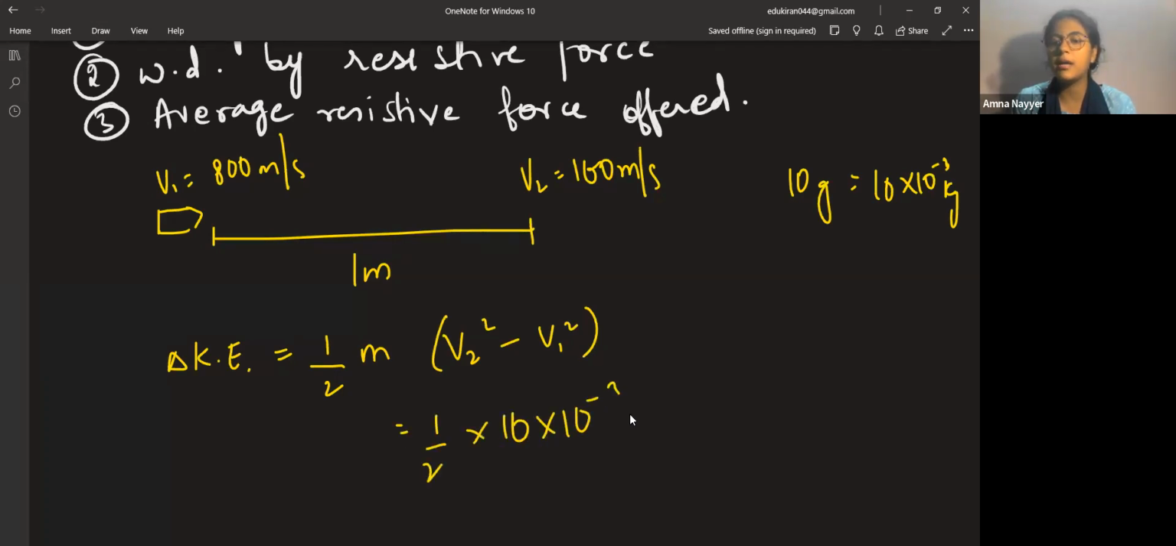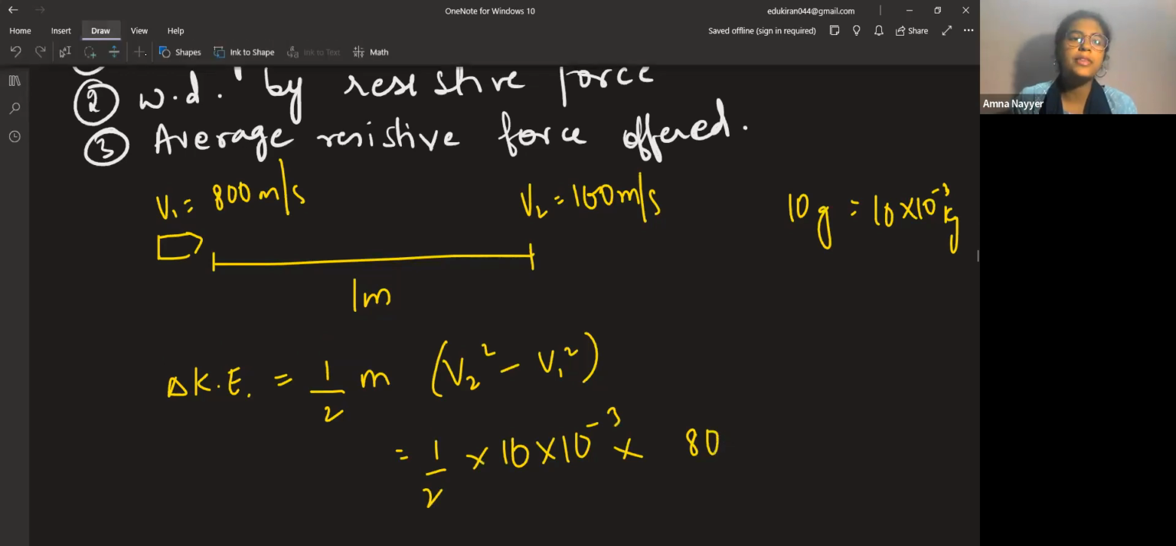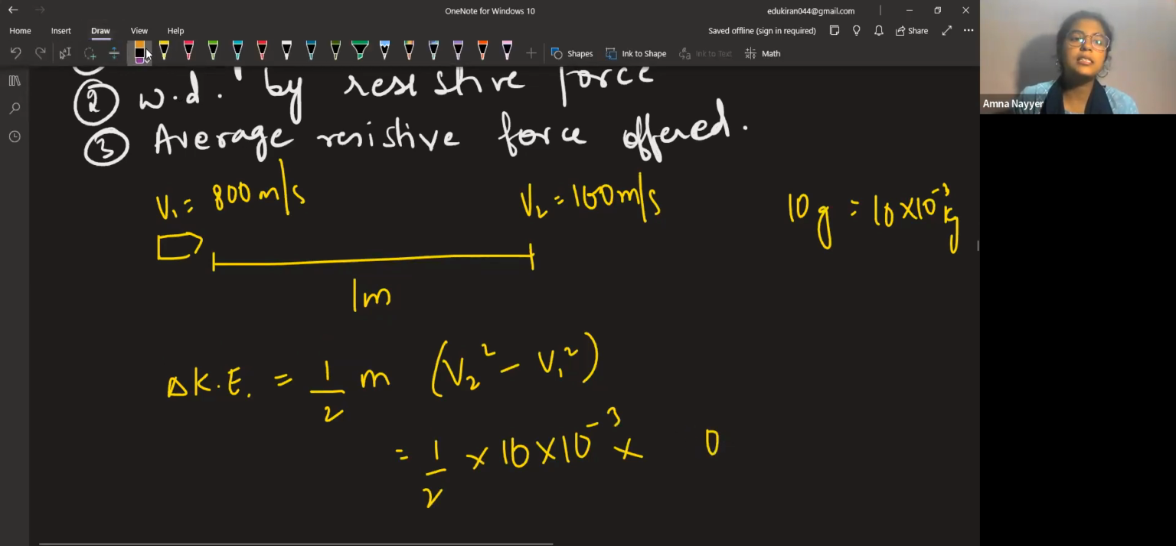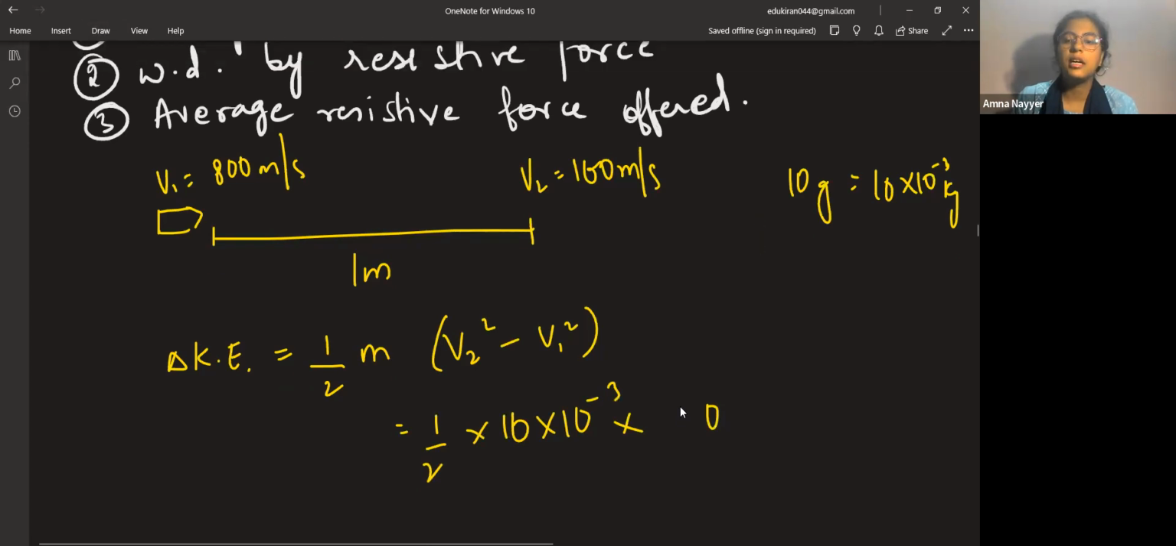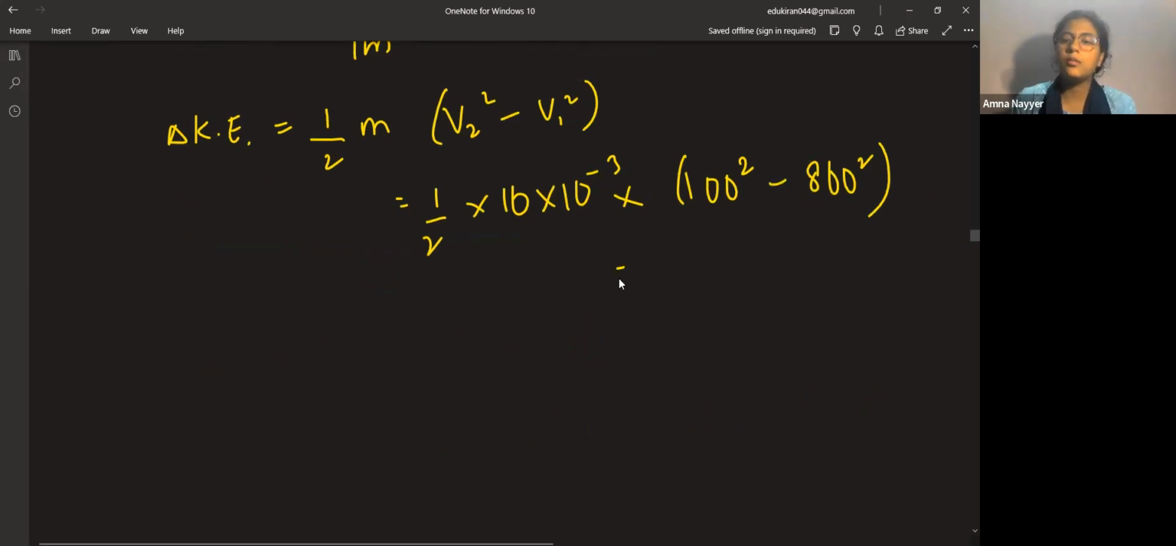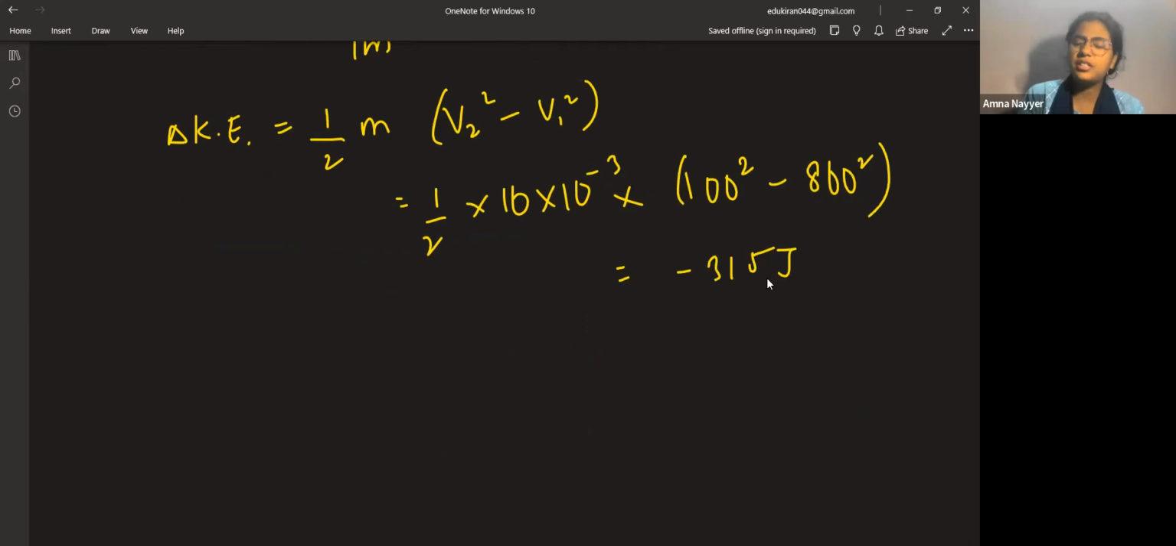10 into 10 to the power minus 3. V2 square is 100 square, so it is 100 square minus 800 square. Like this in one line, we have it. So this is equal to minus 315 joules. Just check once again, and if there is any error, please inform me.